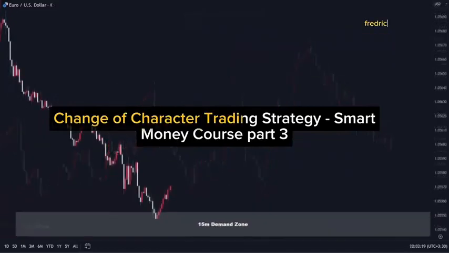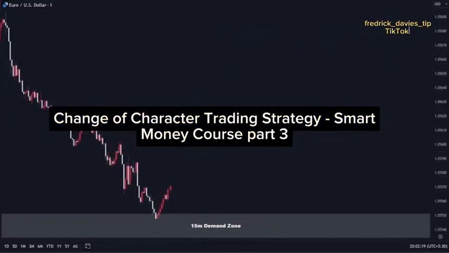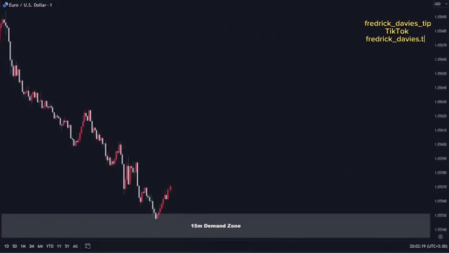Minute time frame and patiently wait for the price to tap into the identified 15-minute time frame's demand zone, triggering a reversal and creating a new change of character on the 1-minute time frame.